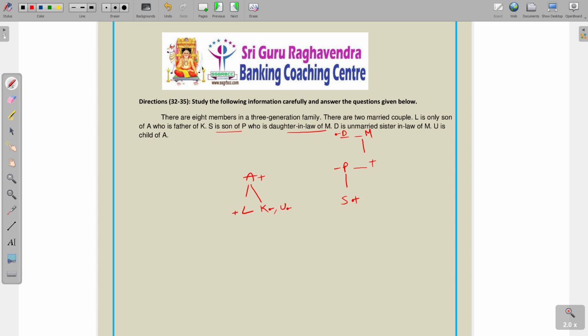So see, here A and M. A is the male candidate, M is the female candidate. Both A and M are husband and wife. And next, L, K and U. P is daughter-in-law of M and A. It means P is married to L, these two are a married couple, and L is a male candidate. Next K and U both are children of A and M, and S is the son of P and L. T is the sister of M. Okay, so it is the final arrangement. Let us move on to the questions.